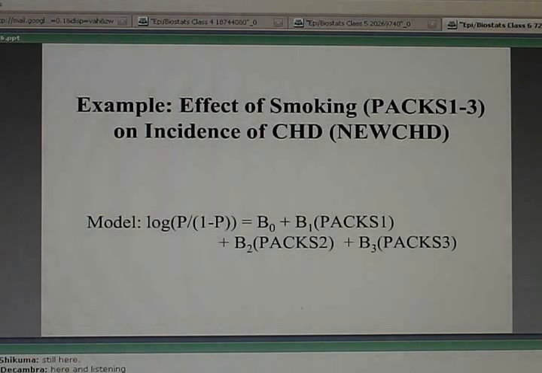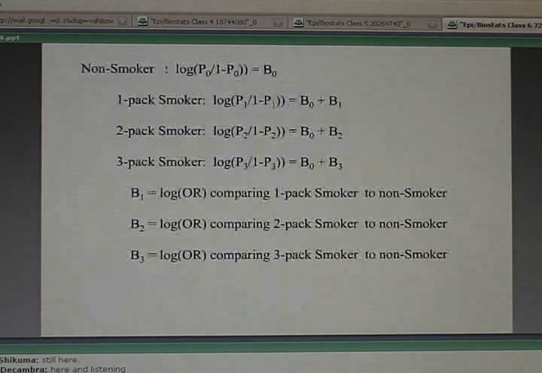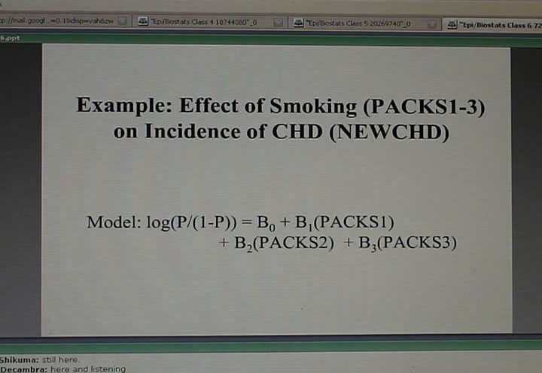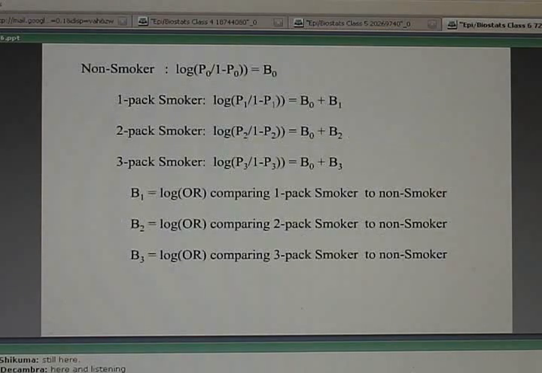The model itself: if you were a non-smoker, your values for PAX1, PAX2, and PAX3 in the previous model are 0 for PAX1, 0 for PAX2, 0 for PAX3. The model says your log odds of disease is just B0. So a non-smoker has a value from this model equal to B0. A 1-pack-a-day smoker gets a B0, plus he's a 1 for PAX1, so he gets the B1 term.